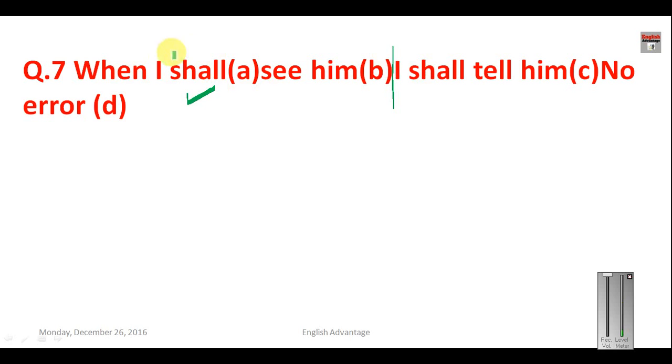In these kind of sentences, subordinate part is written in present simple tense and main part is written in future tense. So here in place of when I shall see him, in place of this you have to say when I see him. You have to cut this part. Okay, so here your answer will be A. Question number 7, your answer is A.